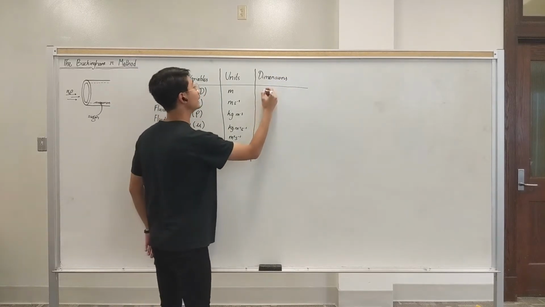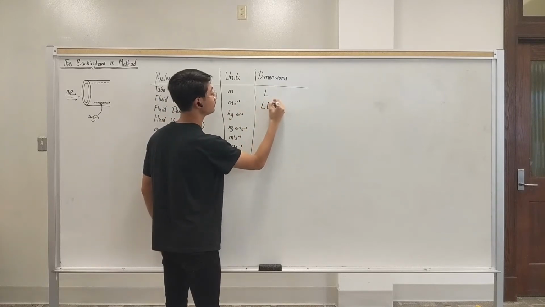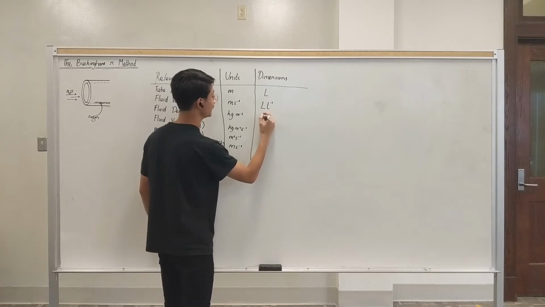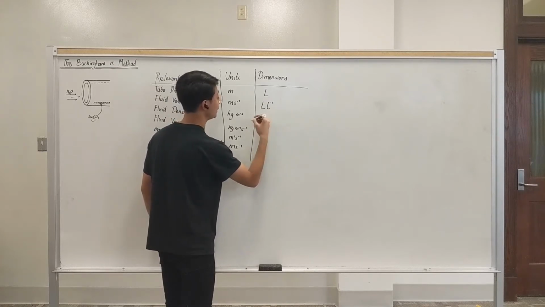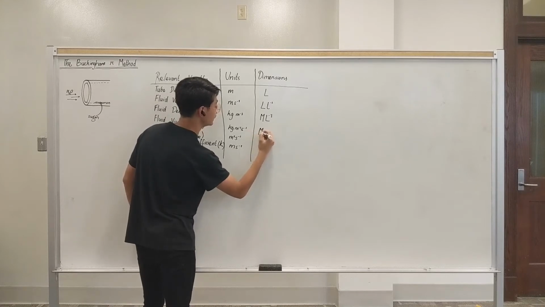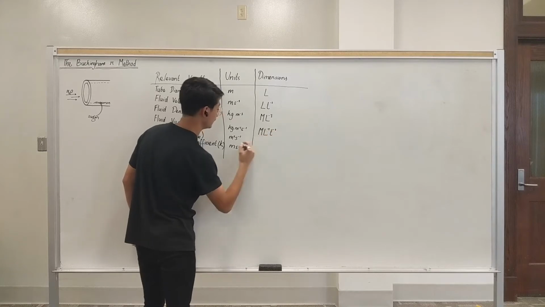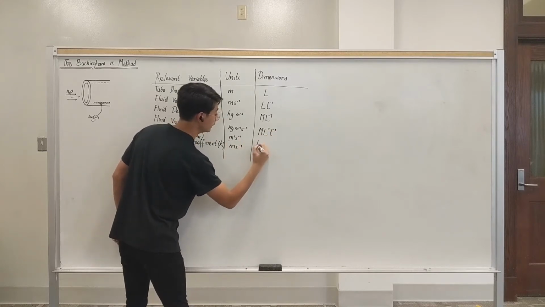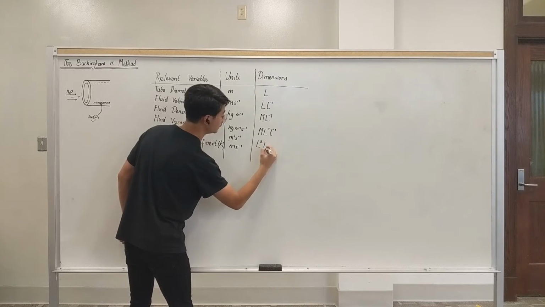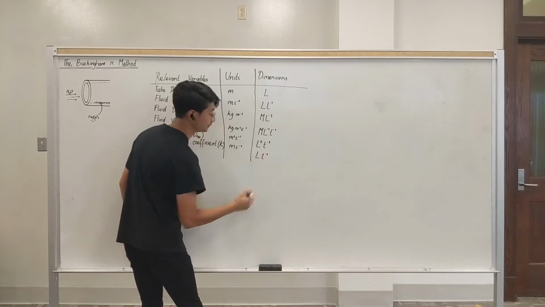Meters is simply length. Meters per second is length per unit time. Kilograms per meters cubed is mass per unit length cubed. Kilograms per meter per second is mass per length per unit time. And then this one is going to be length squared per unit time. And then this one is finally going to be length per unit time.